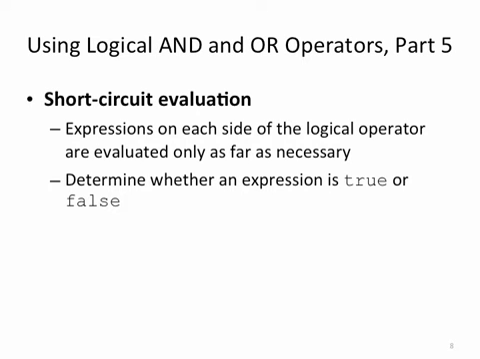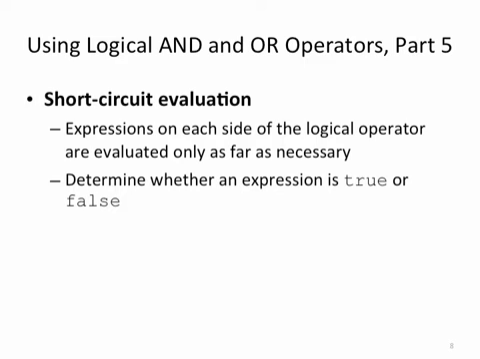Short circuit evaluation dictates how these operators are evaluated. Now think about the AND operator. The logical AND says that both conditions must be true for the expression to be true. So when it evaluates the expression on the left, if it finds the first Boolean expression is false, it doesn't even need to go over to the right-hand side of the ampersand operator and figure out if that expression is true or false. Because if the first expression is false, there's no way that thing can be true. So it will short circuit and evaluate it to false.